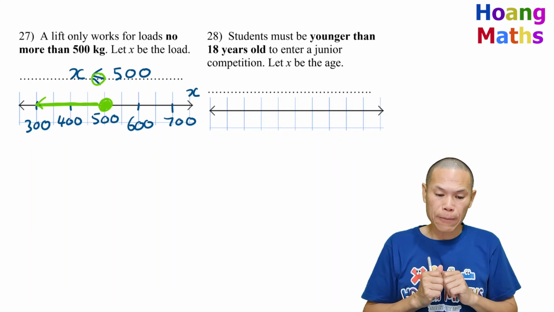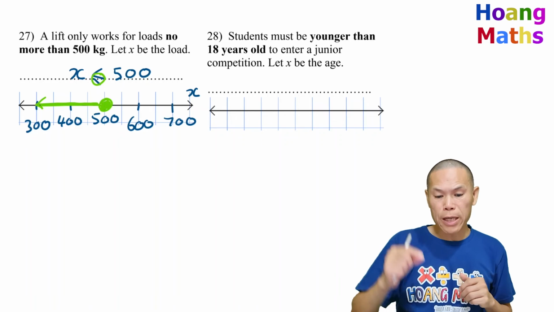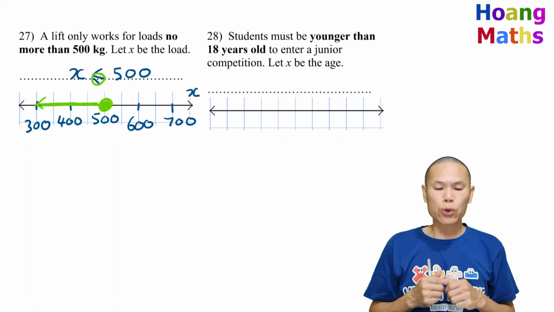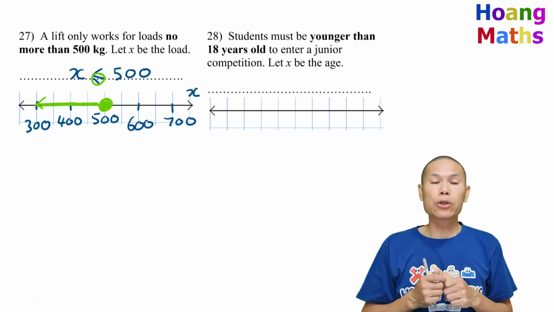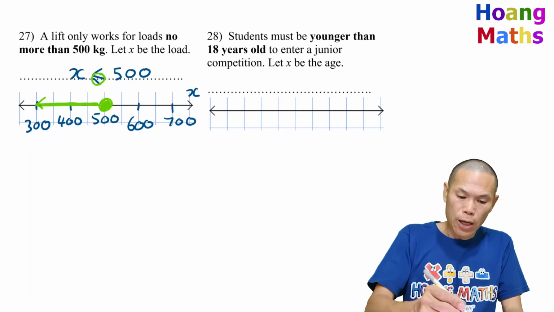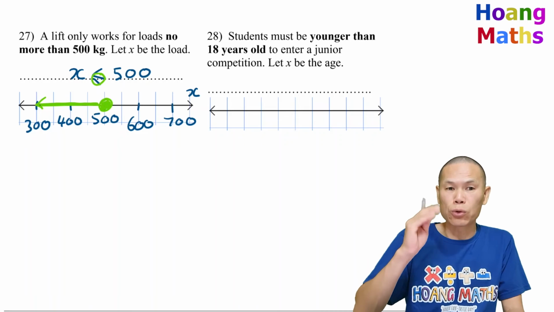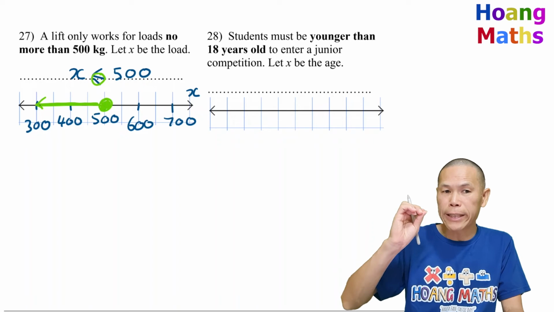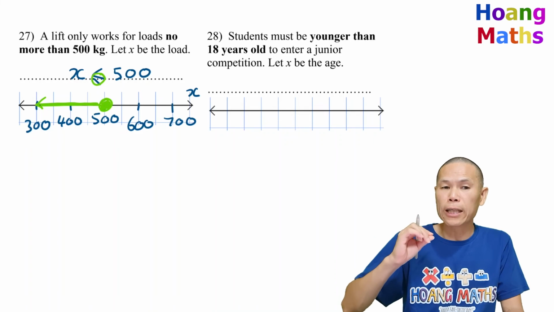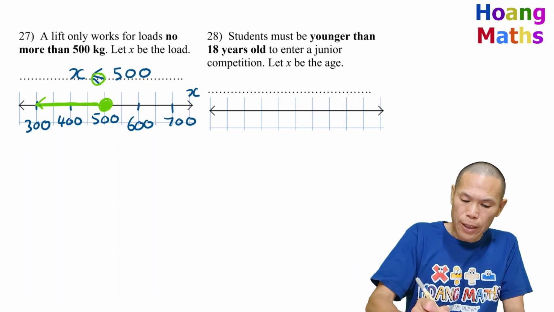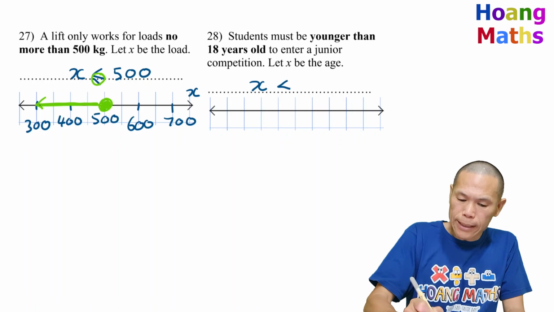Number 28. Students must be younger than 18 years old to enter a junior competition. So X is the age. Must be younger than 18 years old, so not including 18, because 18 years old is not younger than 18 years old. Therefore not including. So X is less than 18.